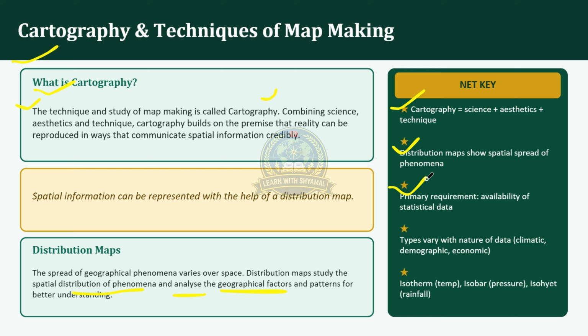Primary requirement: availability of statistical data. Types vary with the nature of data: climatic, demographic, and economic. Isotherm, temperature; isobar, pressure; and isoheight, rainfall. Okay, isotherm maps show temperature, isobar maps show pressure, and isoheight maps show rainfall.